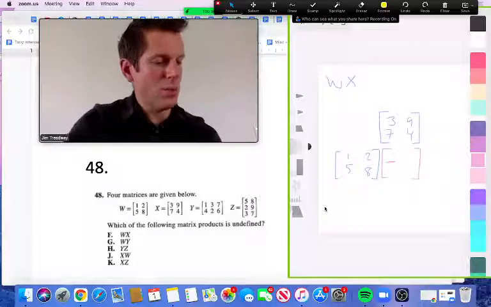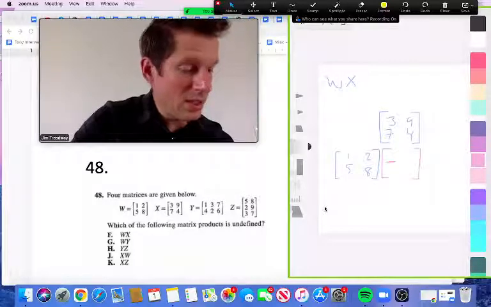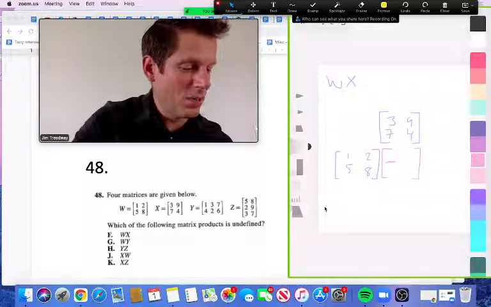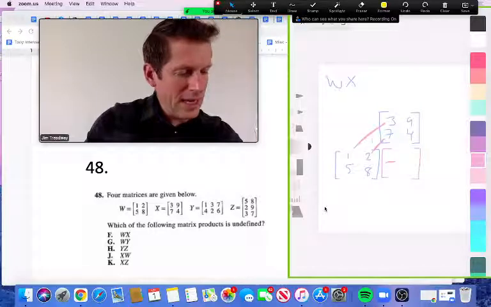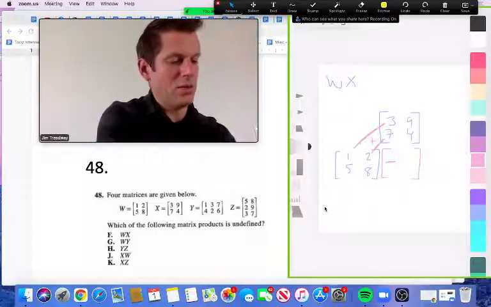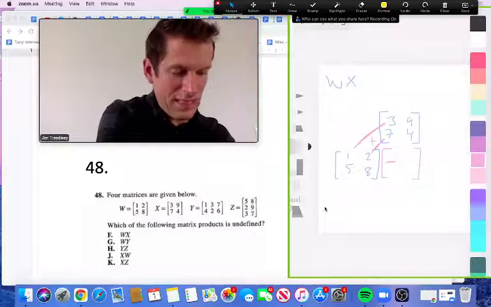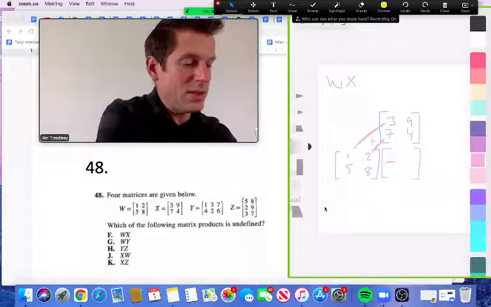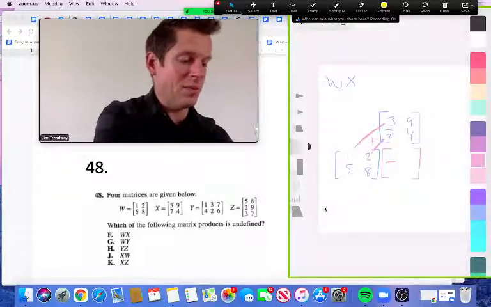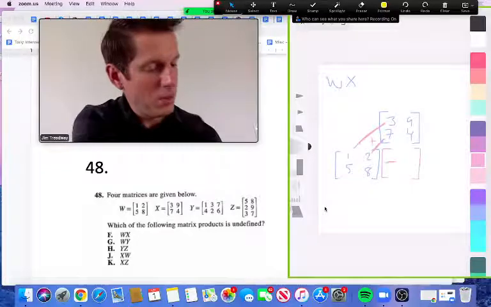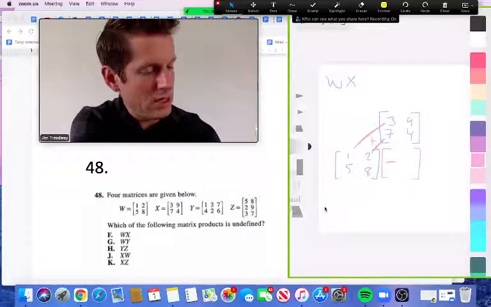Okay, so what we do, I call it multiply adding. We multiply the outer numbers by each other, we multiply the inner numbers by each other, and then we add those products. So we do 1 times 3, which is 3, and 2 times 7, which is 14, and we add those numbers up. 3 plus 14 is 17.